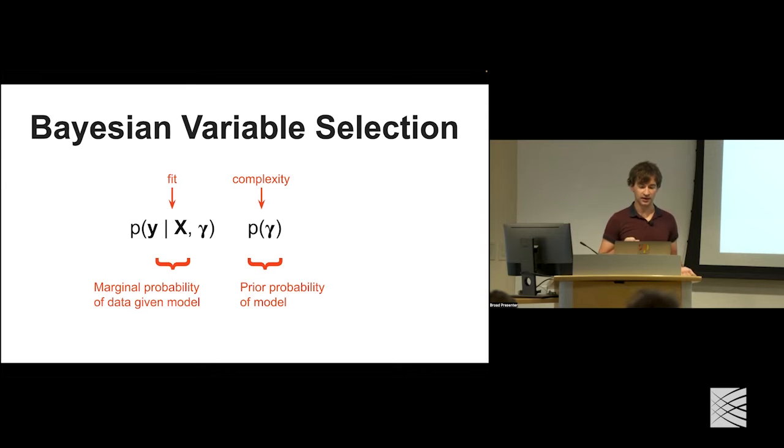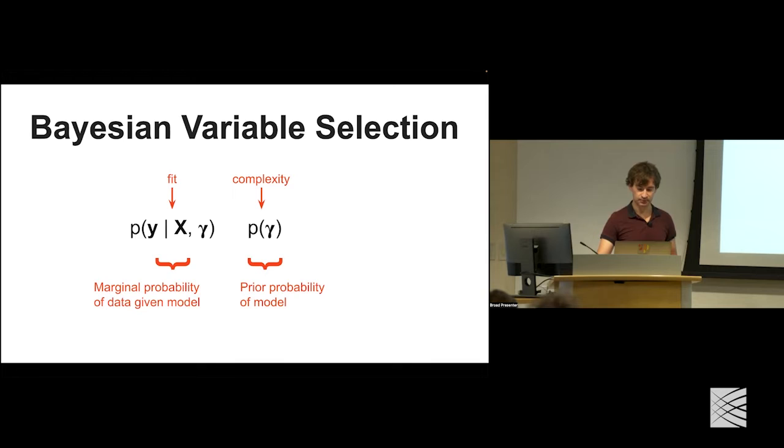And P of y given x comma gamma is this marginal probability. And this is what you get when you integrate out all the variables that make up this model. And this is the natural Bayesian notion of how well, given your prior assumptions and given your likelihood assumptions, that particular model fits the observed data. And along with that notion of fit, we have to introduce a notion of complexity.